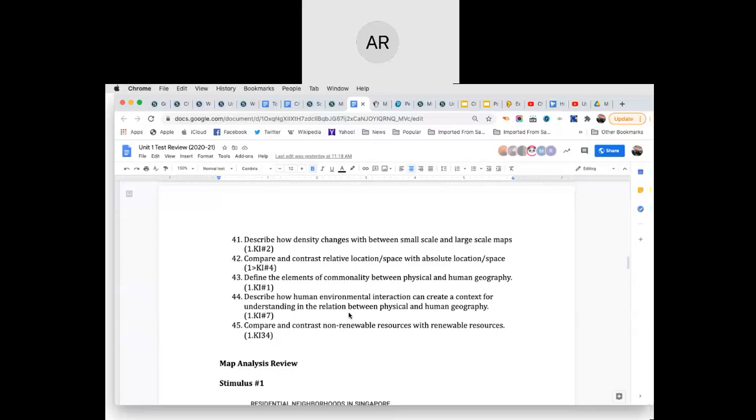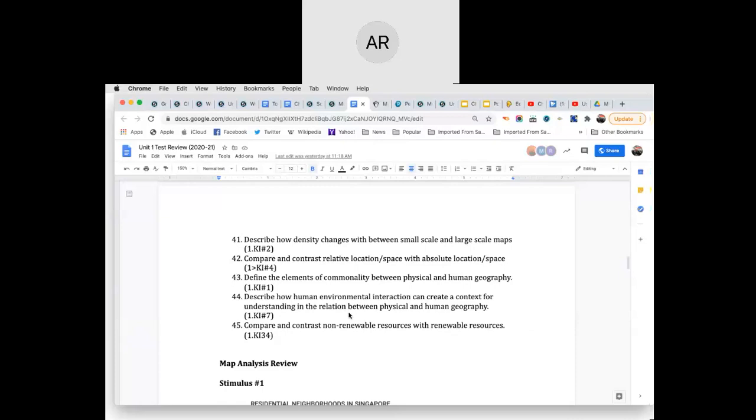42, compare and contrast relative location space and absolute location space. Again, relative location space is not absolute. It's not mathematical. It's not intersecting of coordinates. And absolute location is just that. It's absolute location, mathematical location, overlapping of lines of longitude and latitude down to the second. 43, define the elements of commonality between physical and human geography. Well, they're intermixed because humans interact with the physical environment. And humans will interact with it differently through environmental determinism or possibilism. And again, we'll shape environments differently based on the culture and the interaction with that environment.